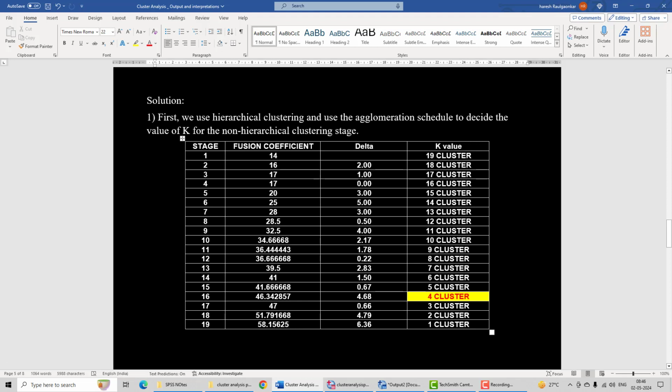So how much difference, or delta, you are getting. 58.15 minus 51.79 will give you 6.36. 51.79 minus 47 will give you 4.79, and so on. Then we are going to look for the maximum value of delta for deciding our clusters. If you look at this, we get the maximum value as 6.36.